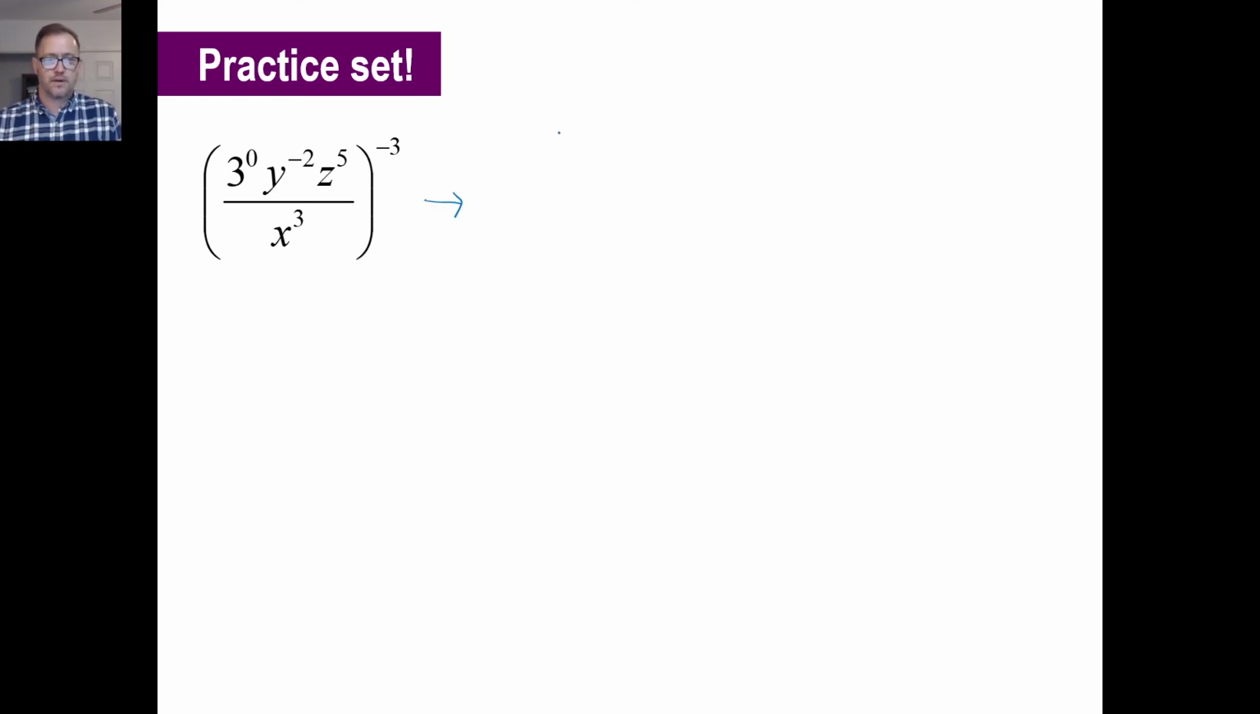All right, I'm going to take care of the numerator first. 3 to the 0, well, let's just say I forgot. That's still going to be 0 times negative 3 is 0. Okay, the y will be negative 2 times negative 3. The z will be negative 15. The bottom will be x to the negative 9th power.